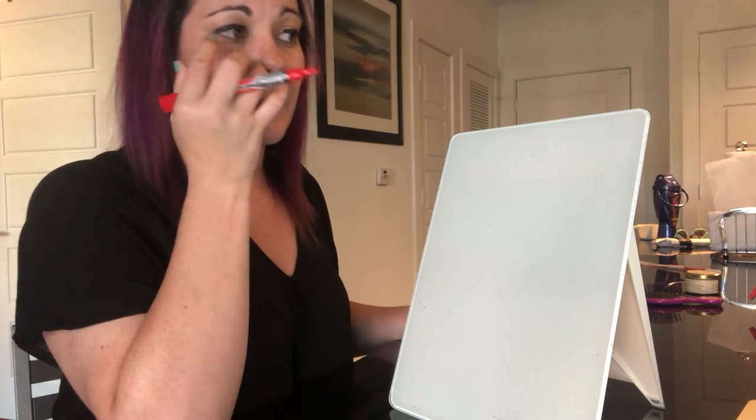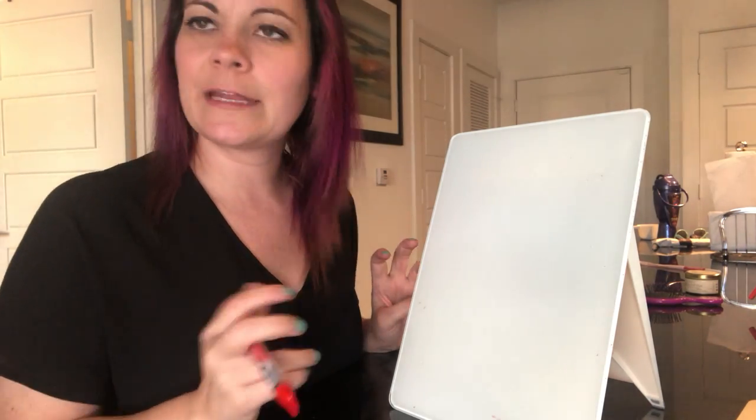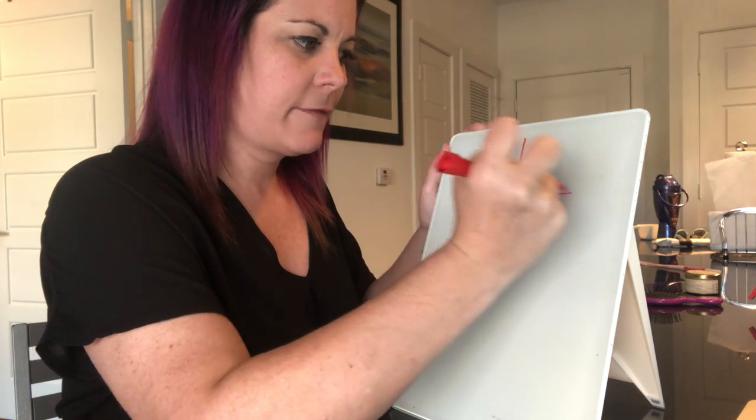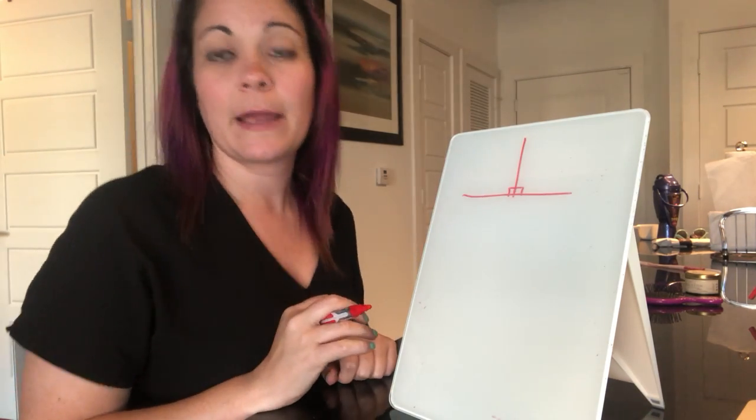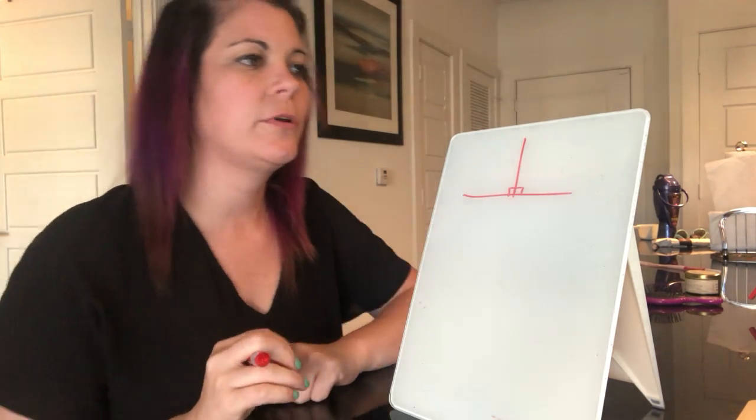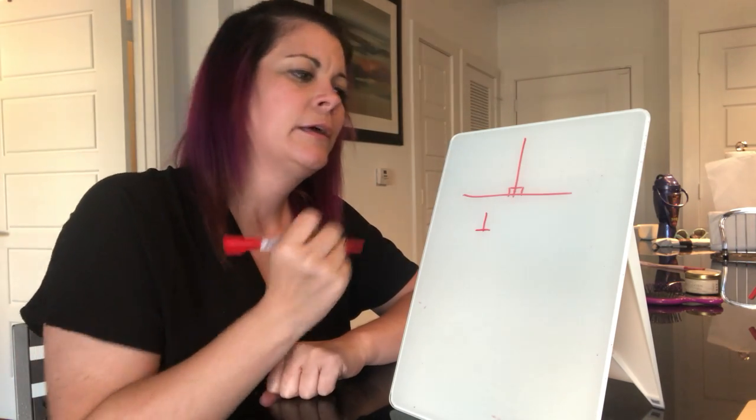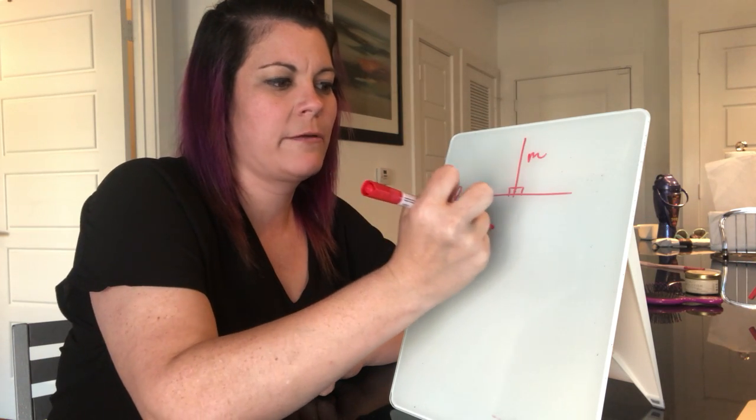Talking about parallel planes. Perpendicular lines are lines that intersect to form a right angle. So we have this and we have that. Perpendicular lines intersect to form a right angle, and the symbol used for perpendicular is just that symbol. So if this was line L and this was line M, I would say line L is perpendicular to line M.